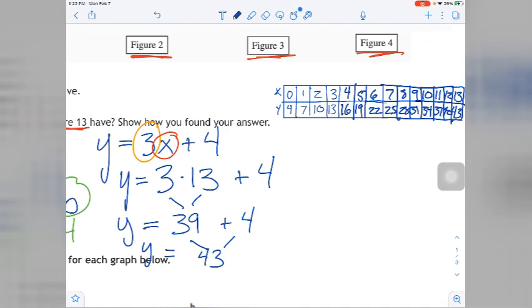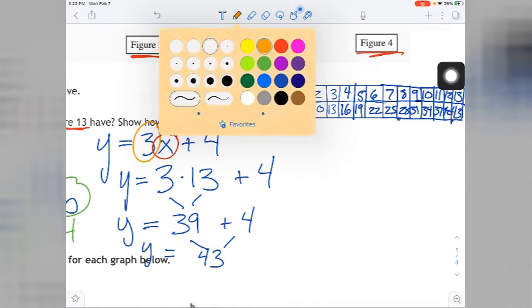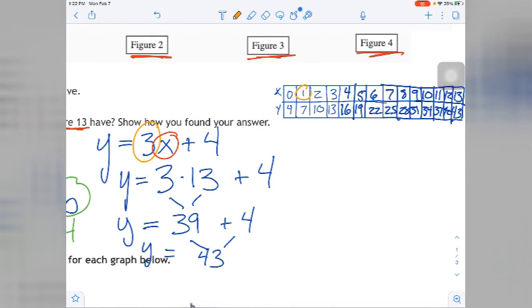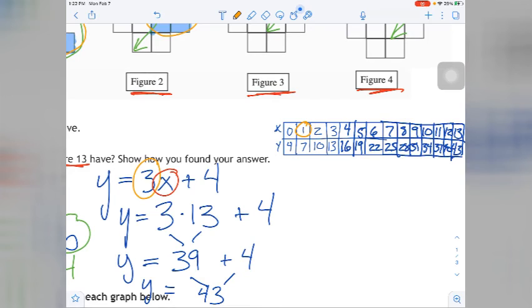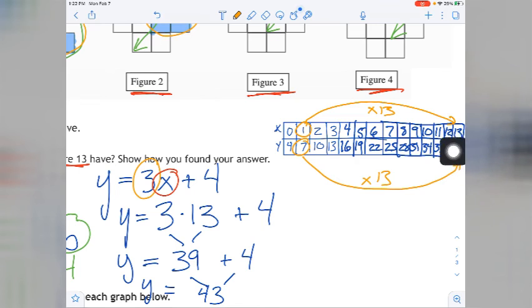But a lot of students would use logic that was not quite right. Some students would say, I know that figure 1 has 7 tiles, and so if I multiply this by 13, I should get the answer. But that doesn't work. As you can see, 7 times 13 is not 43. This is not a proportional relationship, so we cannot just multiply those. That logic does not work.